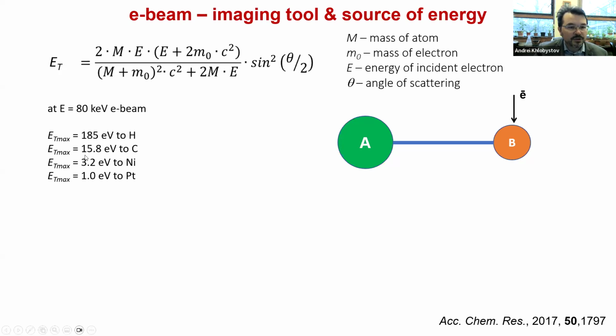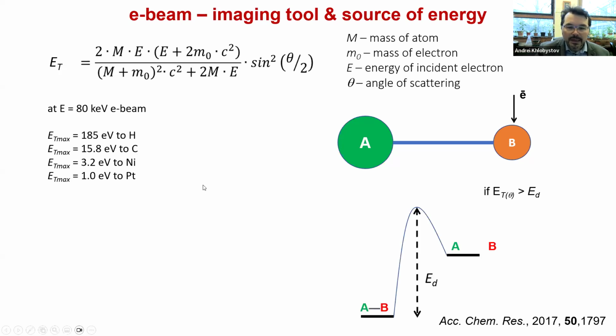As far as carbon is concerned, at 80 keV it's 15.8 eV. That depends on where this carbon sits. If it's carbon inside a carbon nanotube or graphene, that is not bad. Actually this is below the threshold required to knock out a carbon atom from graphene or a carbon nanotube. But if you talk about carbon in an organic molecule, that is already enough to break the bond and start a chemical reaction.